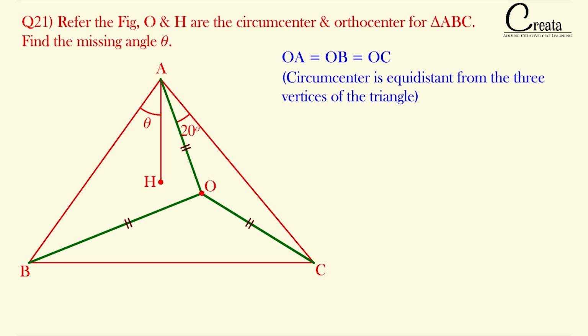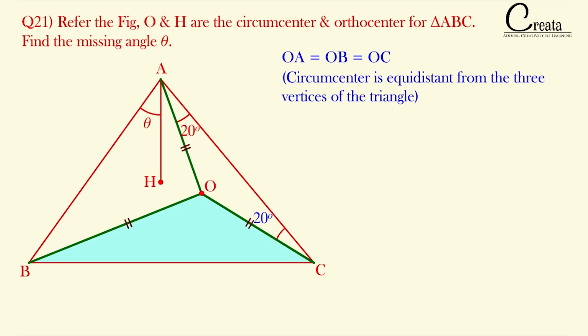If we observe the triangle AOC, these two sides are equal to each other. That is, this triangle is an isosceles triangle. Similarly, this triangle is also an isosceles triangle and this triangle is also an isosceles triangle. And we know in an isosceles triangle, the angles opposite to equal sides are equal. So if we talk about the triangle AOC, these two angles will be equal to each other. Why? Because these two angles are opposite to these two equal sides. These two sides are equal, so these two opposite angles will be equal to each other. So we got this angle as also equal to 20 degrees.